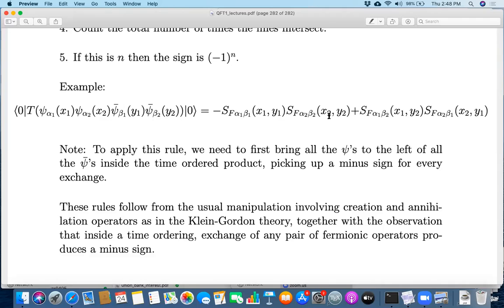So now let's calculate the sign of this term. Here you are connecting alpha 1 to beta 1, so alpha 1 goes to beta 1, you can imagine this line, and also alpha 2 goes to beta 2. You can probably visualize that these two lines intersect once, because this line goes like this and the other line goes like this. So that's one intersection. So (-1) to the 1, that's the minus sign.